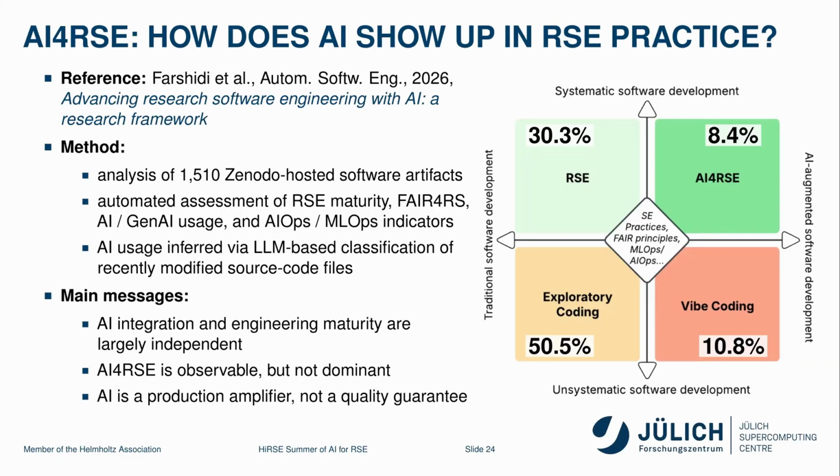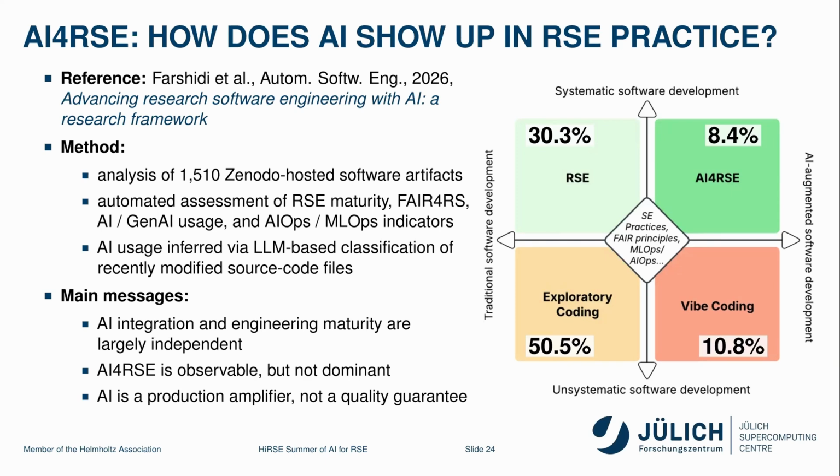And in the upper right, we have the AI for RSE quadrant. So this has both systematic software development, so established RSE practices, complemented by AI augmented software development. So this is about 8.4% of the cases. And in the lower right-hand side, we have this category of vibe coding. So this is basically unsystematic software development, but it is using AI. So this is about 11% of the cases.